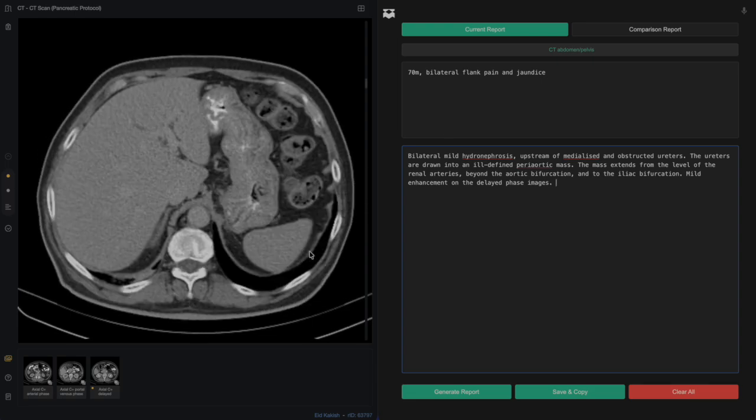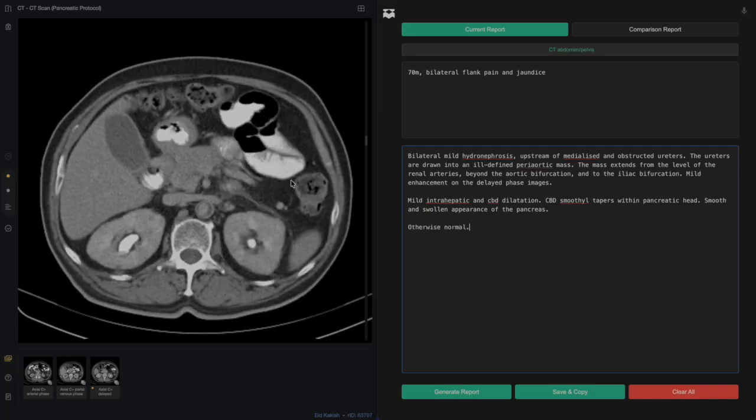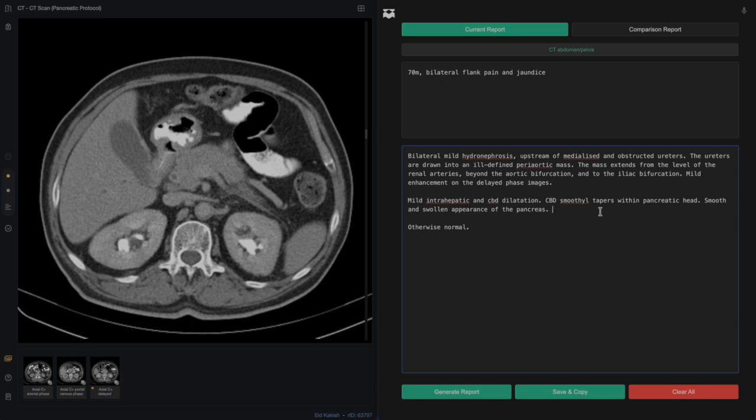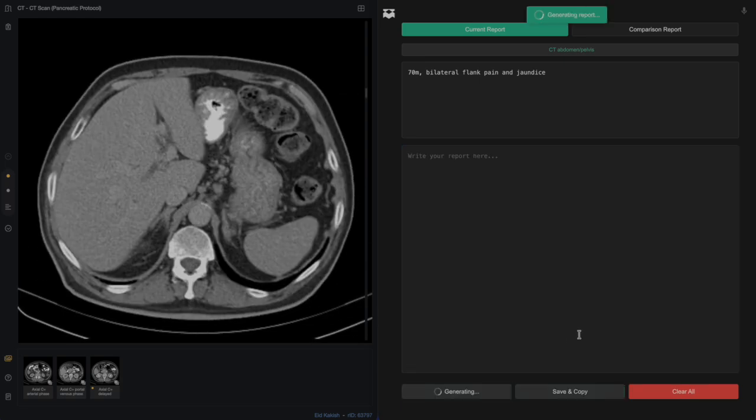What else should we mention about this? Let's think. So let's talk about the liver. Mild intrahepatic dilatation, and the CBD smoothly tapers. Pancreatic head, smooth and swollen appearance of pancreas. And then we can probably say otherwise normal. I guess the important thing to mention is that there are no radiopaque gallstones. Cool. So let's see what report we can generate here.